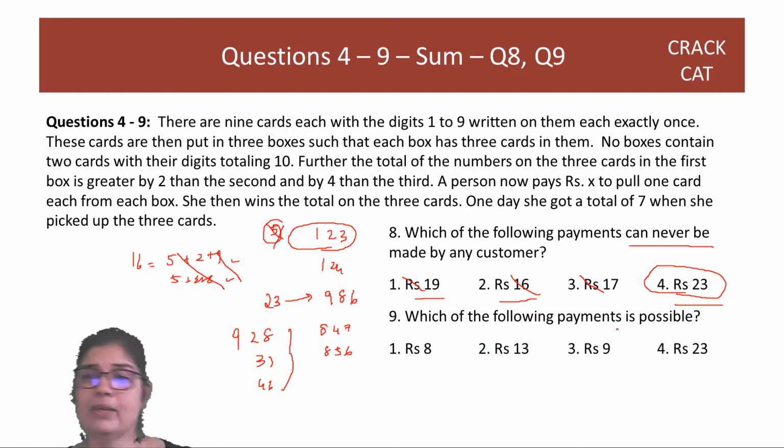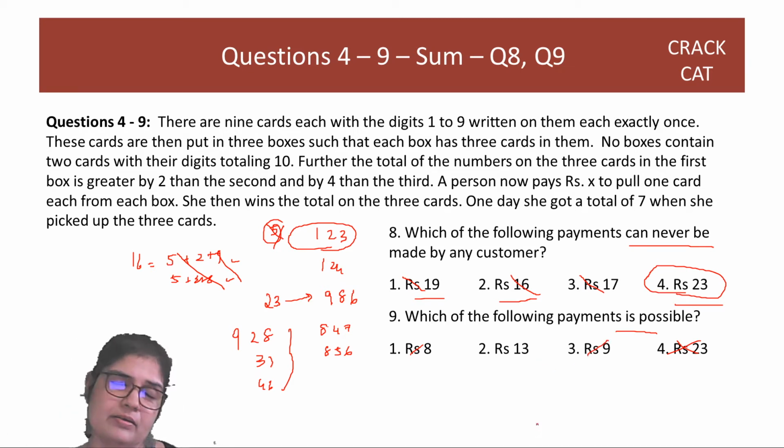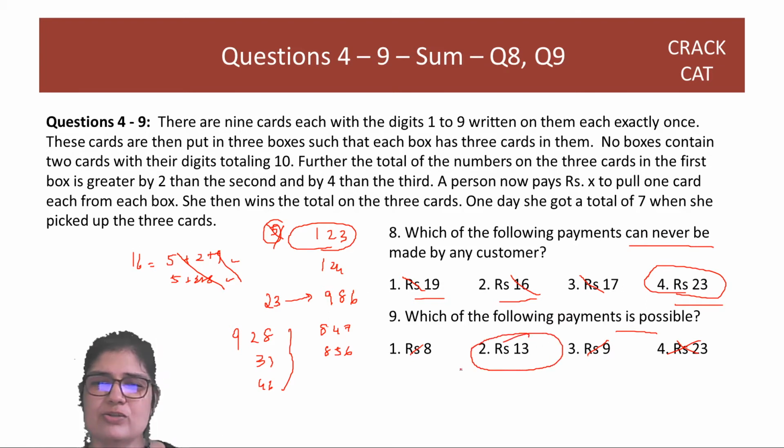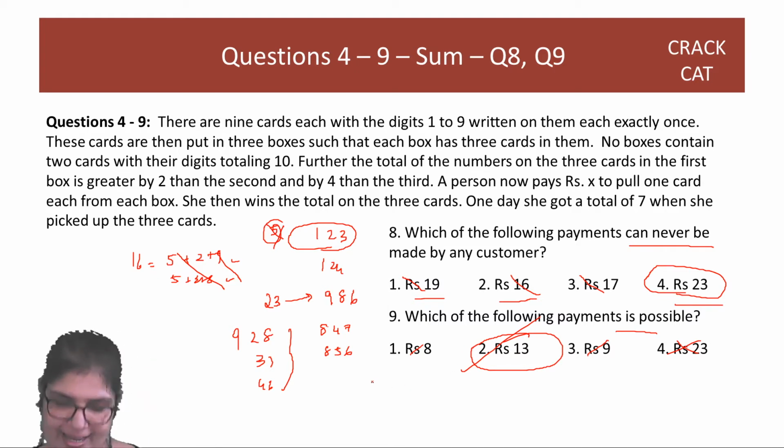Which of the following payments is possible? So, guys, I told you all, right? Okay, the closer, 23 is not possible. It's an extreme. यहाँ पे 8 and 9, guys, also are extreme. They are closer to the smaller value of 6. ये 13 है बीच में. So you mark 13. But anyways, if you want to check for 8 and 9, let's check for 8 and 9.